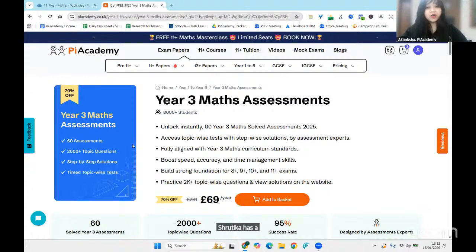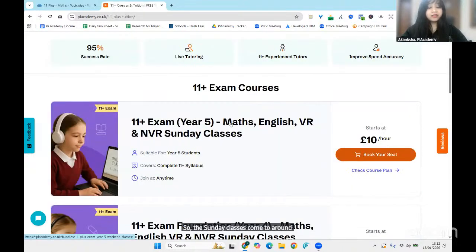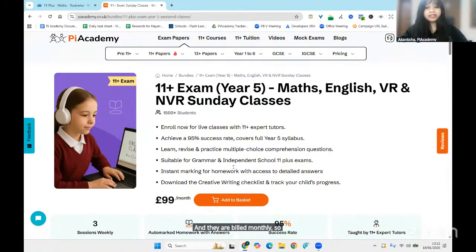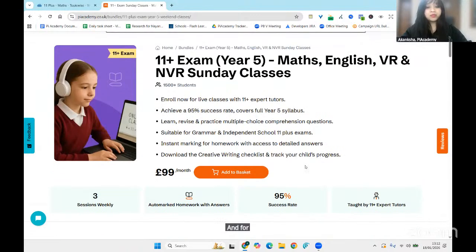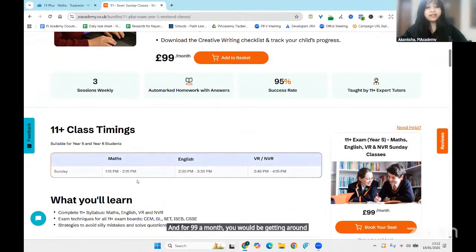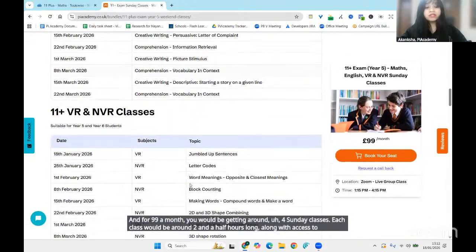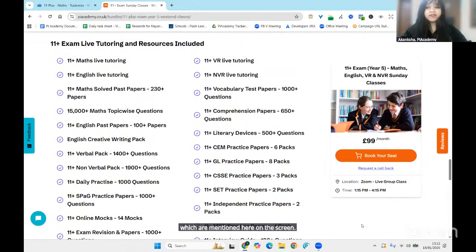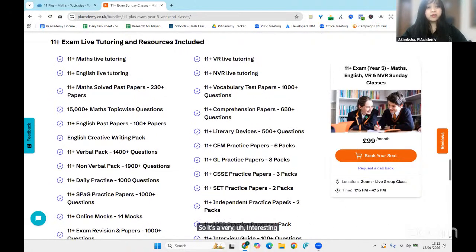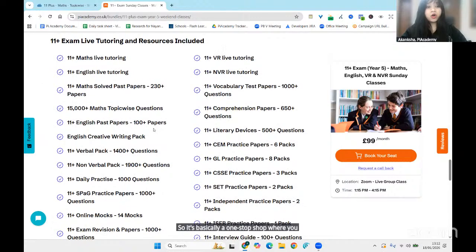Shrutika has a question. What is the cost of the Sunday classes? The Sunday classes come to around £10 an hour, and they are billed monthly. So on a monthly basis, you would be paying around £99 a month. And for £99 a month, you would be getting around 4 Sunday classes. Each class would be around 2.5 hours long, along with access to all the 11 plus past and practice papers, which are mentioned here on the screen. So it's a very interesting package where you not only unlock tutoring, but you also unlock the past papers and the practice papers. It's basically a one-stop shop where you get all the resources that you need.